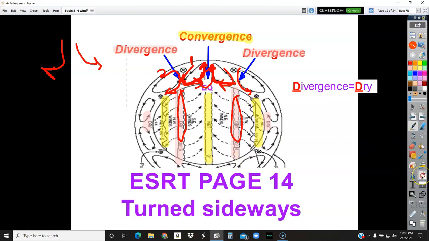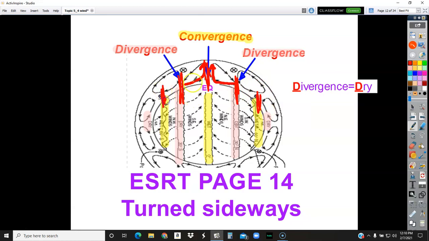So it really just alternates, right? This is converge, then on opposite sides, diverge, diverge, dry, dry. Then it goes back again. This would be converge, this would be converge, wet, wet. And then it alternates again, diverge, diverge. So they kind of flip-flop.